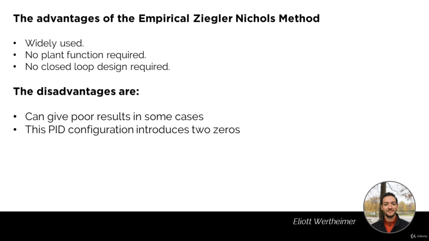The disadvantages are that it can give poor results in some cases. As I just said, it can be widely optimized in these cases just by tuning it a bit differently, so it still works well as a first guess. And finally, the PID configuration that we showed in the first slide actually introduces 2 zeros in the transfer function of the system and can give a big overshoot. But the Ziegler-Nichols method was designed using it, so if you want the best results using the Ziegler-Nichols method, you're going to have to base your system on that PID configuration that we presented in the first slide.